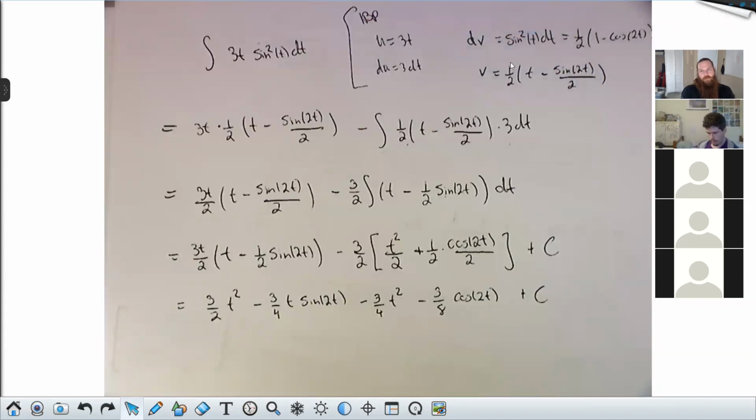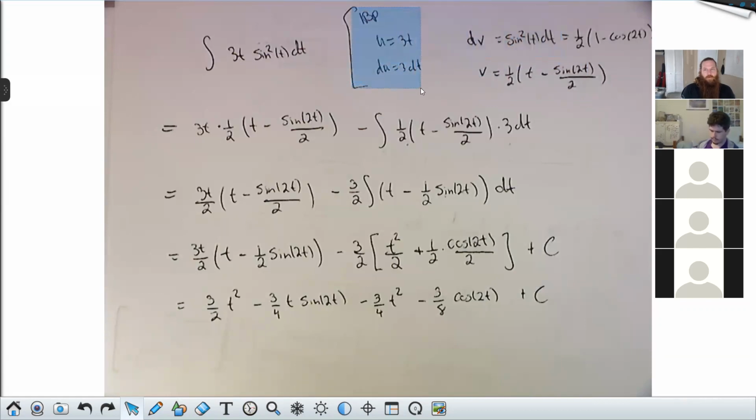Just to go from dv to v requires one of those 7.2 trig integrals because you have to integrate sine squared. So if this one's giving you a hard time, I would come back to this. It's IBP with u equal to 3t and dv equal to sine squared of t dt.